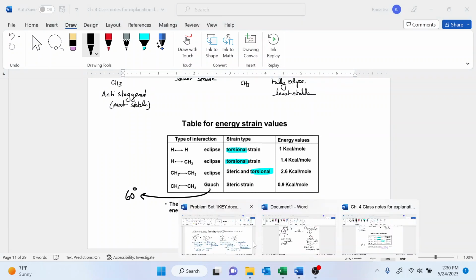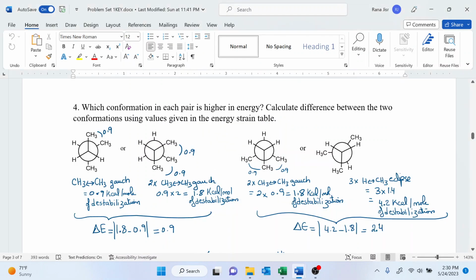Let's have an example. If you are given two Newman projections and you are calculating which one is higher in energy, the first thing that you do is check what type of Newman projections they are. For example, in this one, I am comparing the staggered with the eclipsed. The moment you see eclipsed, we know that eclipsed has a higher energy than the staggered without any calculation. If you're comparing two staggered together, then you would need to do the energy calculation. So use the energy values in there.